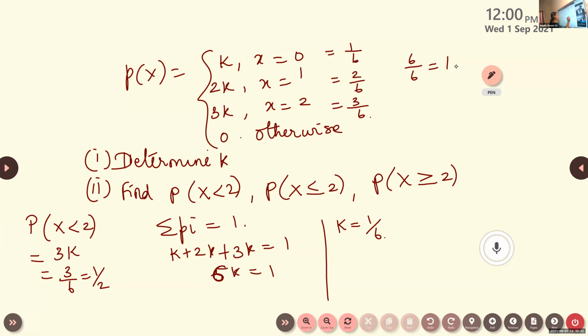The next case asked here is x greater than or equal to 2. Greater than or equal to 2 means 2 and more. So it is 3 by 6 plus 0, so it will be again 1 by 2. So p of x greater than or equal to 2 will be 1 by 2.